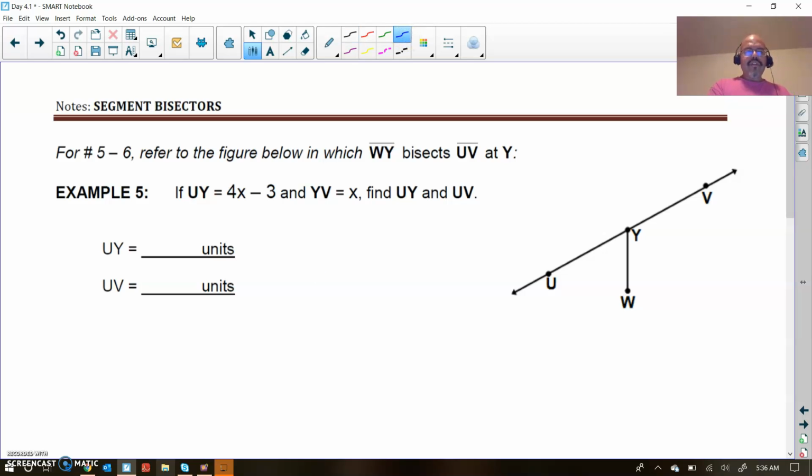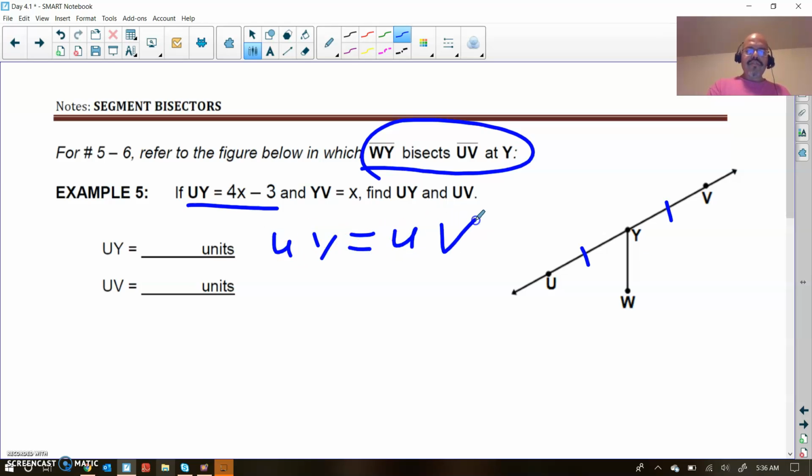So right here, we're looking at this picture. Of course, everyone knows that this segment is bisected by this little segment right here. So that bisects that one. So UY is equal to UV. Everyone knows that now. So we're going to use this one. Oh, no, actually, that's wrong. YV. I apologize on that one.